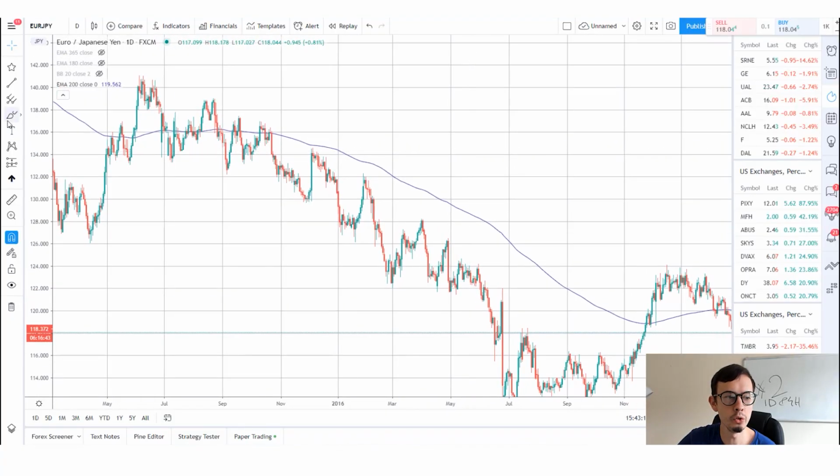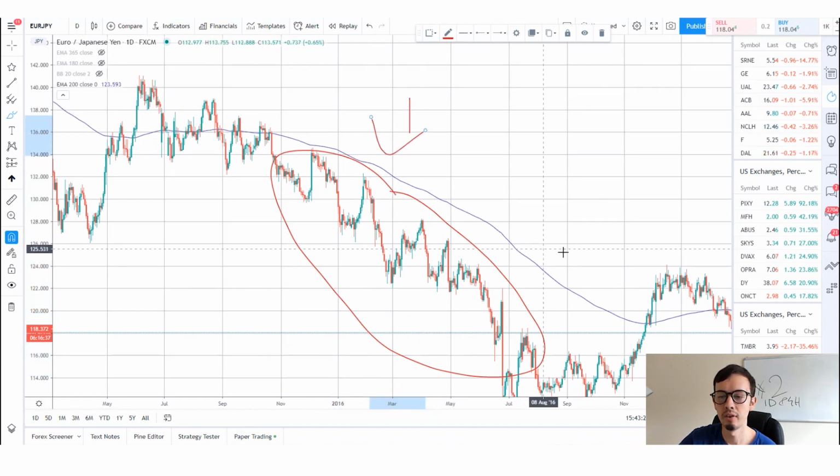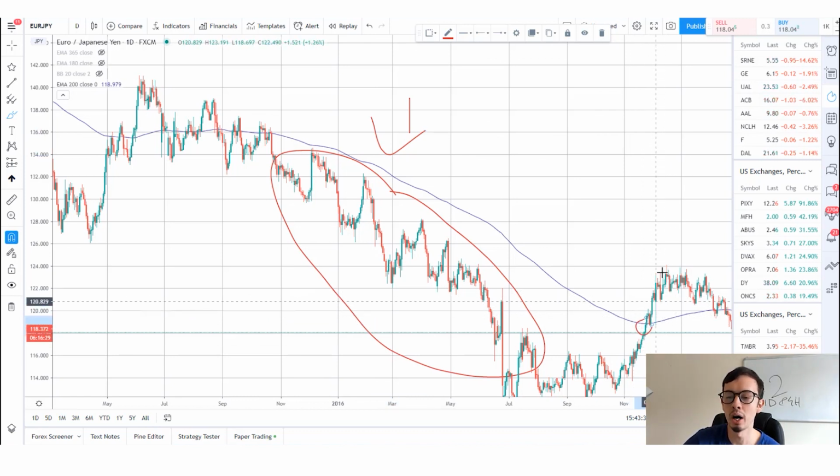So whenever you see candlesticks playing below the 200 EMA, the markets are going down. Whenever you see vice versa, candles breaking out and playing above the 200 EMA, like here, the markets are continuing to go up.